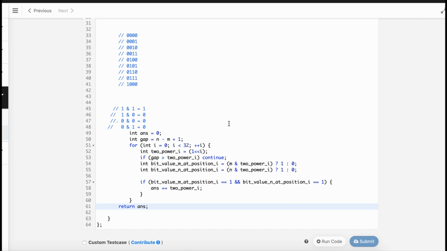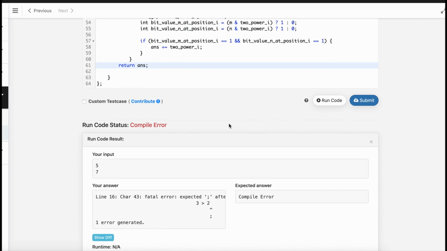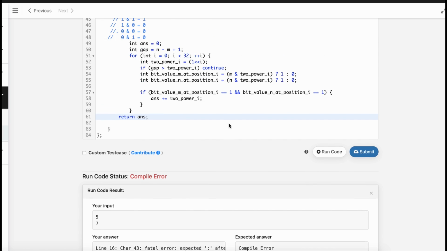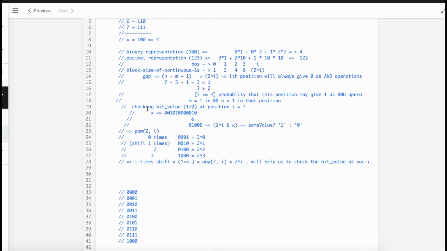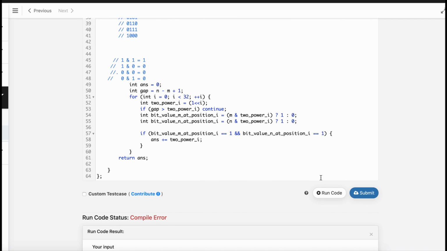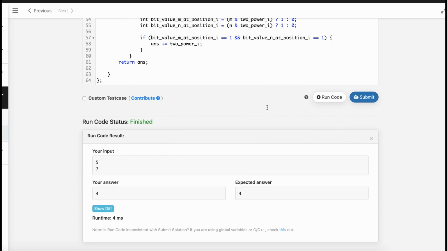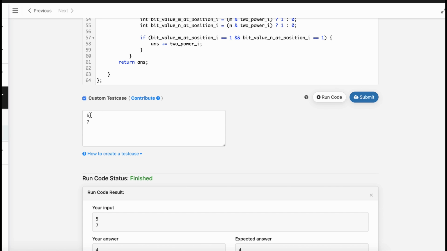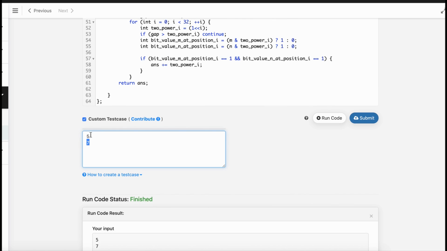Let's run the code first. Compilation error. Well, we forgot to comment out. Let's try with custom tests. What will be the AND operation for 0 to 8?